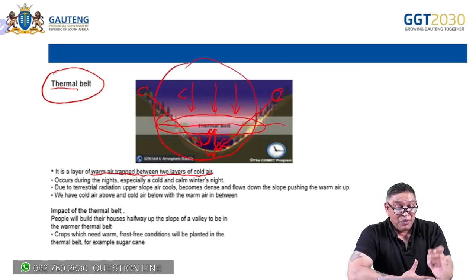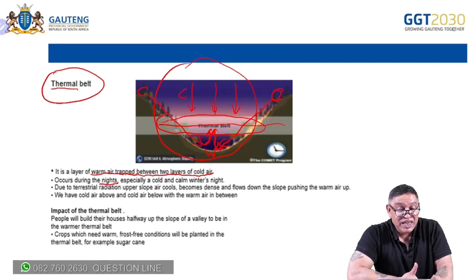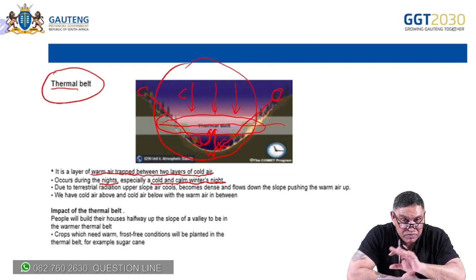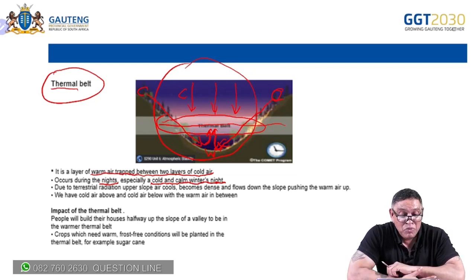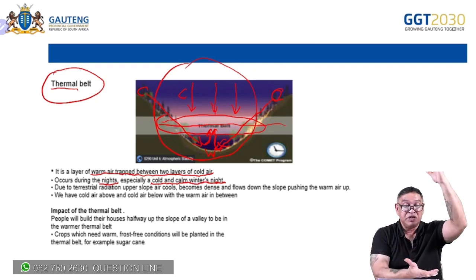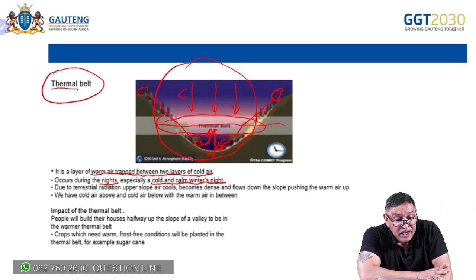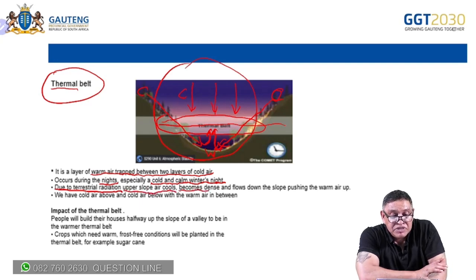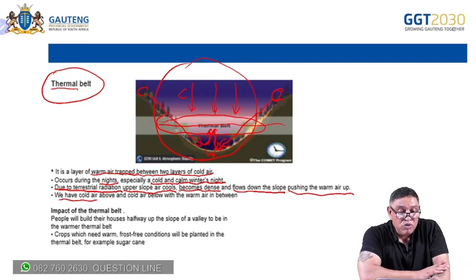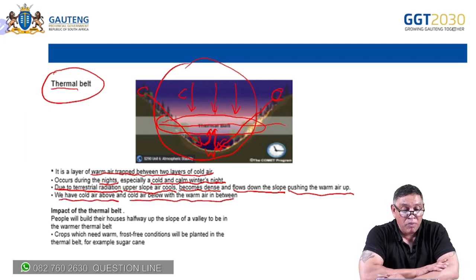All right. Now, it occurs during the nights, obviously, because that's when you have the subsiding air, katabatic winds, especially during a cold, calm winter's night. All right, I'm trying to be dramatic there. All right, cold, calm winter's night when air is subsiding and it's pushing the warmer air up. It's more pronounced. Again, can you see I'm using this? Due to terrestrial radiation, the upper slopes cool, it becomes dense and flows downslope, pushing the warm air up. Can you see it? I'm using katabatic winds. It's pushing it up. We have cold air above and cold air below, and the warm air in between.